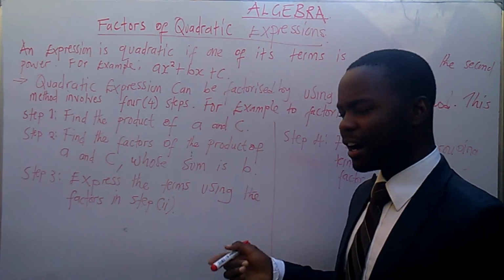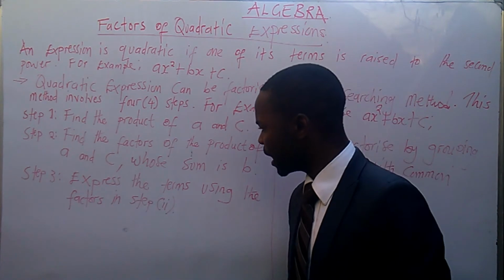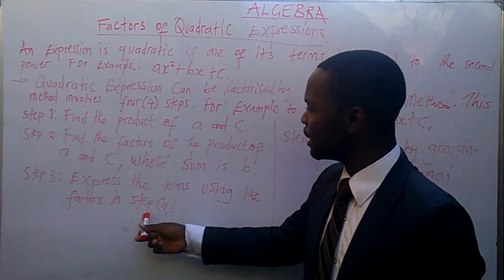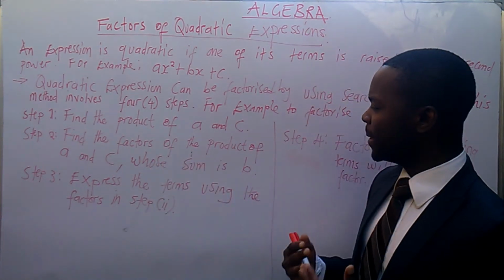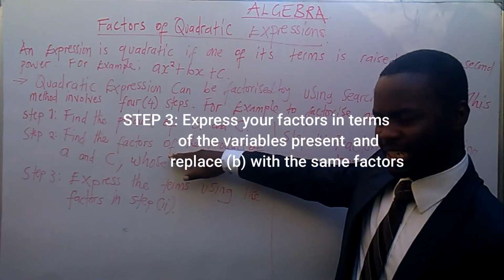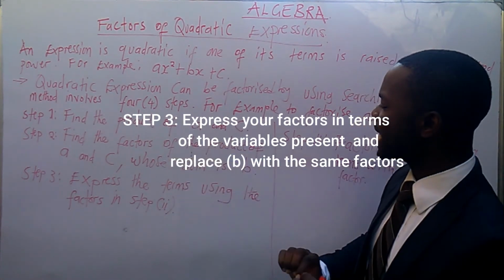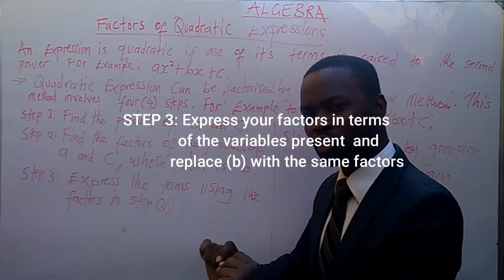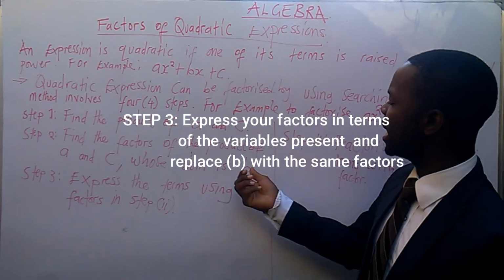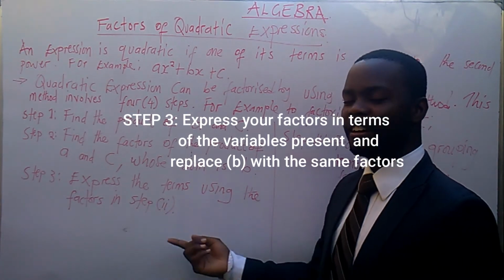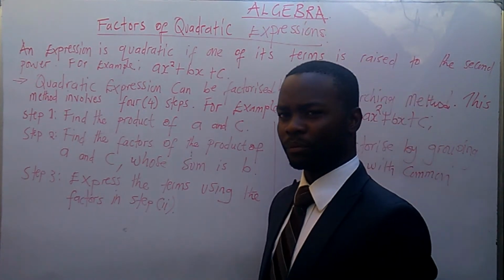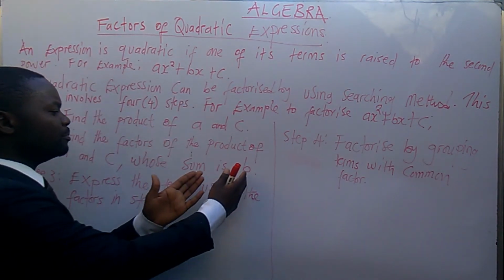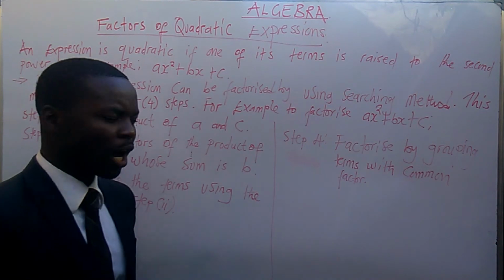Very simple. Thereafter, we go to step 3. Step 3 is only saying that you express the terms using the factors from step 2. Meaning that the factors which we have obtained in step 2, we must now substitute into our expression: where there is b, we replace it with the factors. Very simple there. When you are done replacing b by the factors, what can you do now?